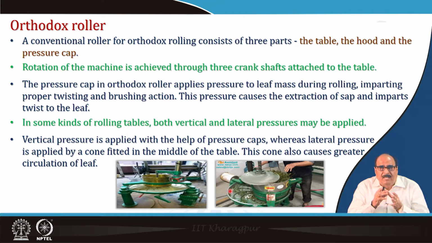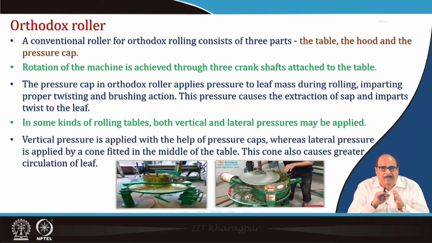Rotation of the machine is achieved through three crankshafts attached to the table. The pressure cup in the orthodox roller applies pressure to the leaf mass during rolling, imparting proper twisting and brushing action. This pressure imparts shape and twist to the leaves.